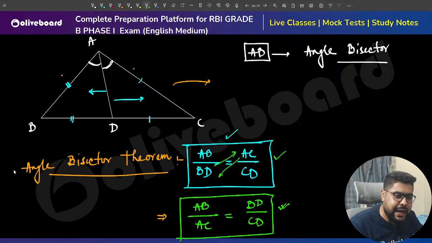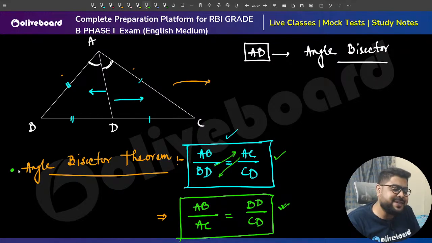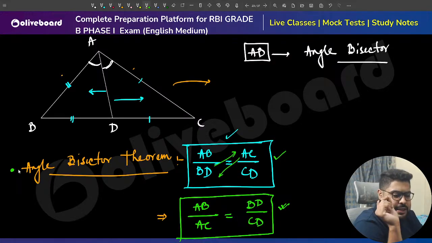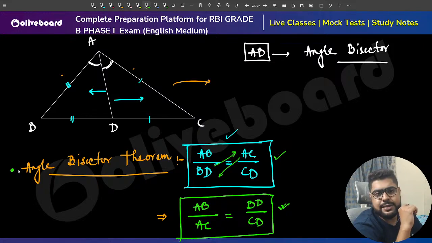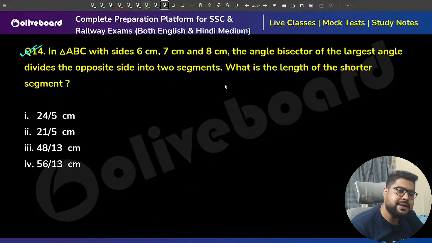Now, why have I gone into this, one of our first theorems? Because this is very important. Many times SSC has asked questions based on this particular property. You are likely to get a few questions based on it. Every year they ask, every alternate or second alternate shift they ask. So this is very important. Okay. Now, what question? Let's do this one.